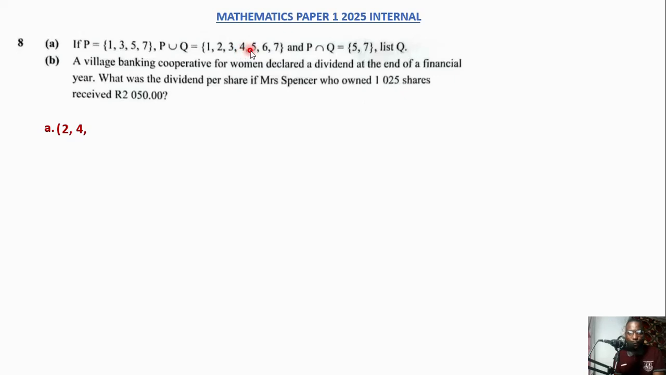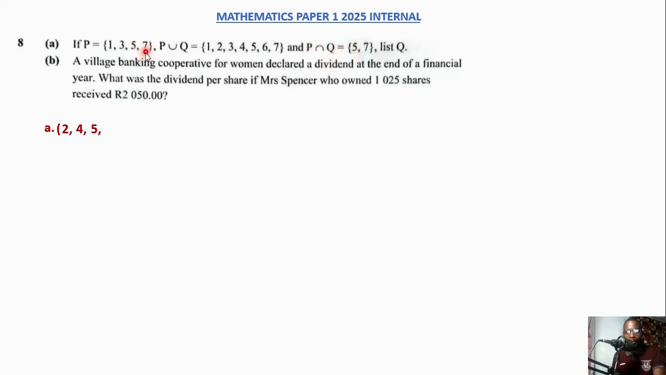Then now let's go to 5. Okay, is 5 being found in P? Yes, it is being found in P, but take note here, they're saying P intersection Q. P intersection Q, there's 5. So 5 is in both P and Q. 5 is in both sets. So we can write 5. Okay, why am I writing 5 even though it is in P? Because they've told me that P intersection Q, there's a 5. So it means that 5 is both in P and in Q.